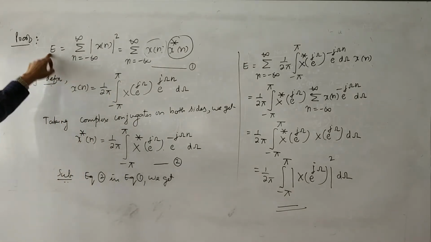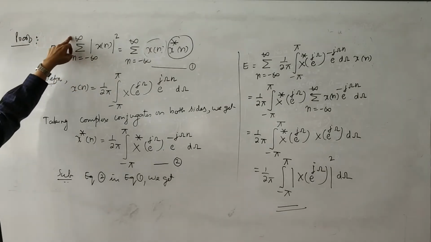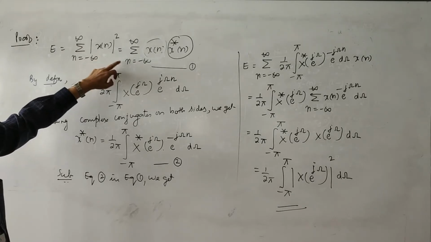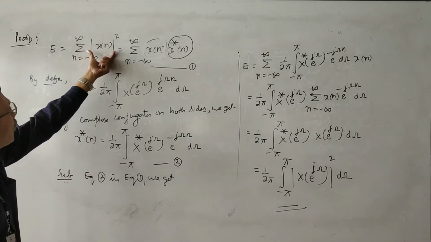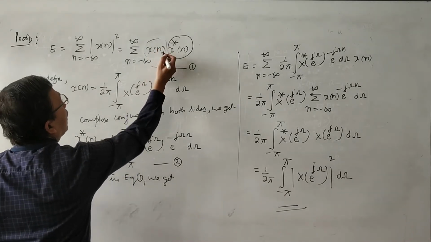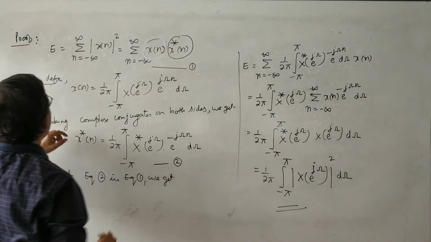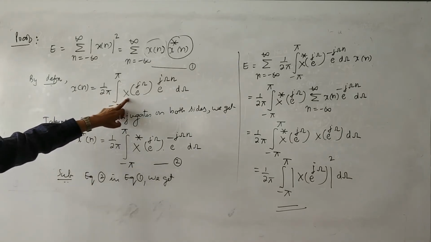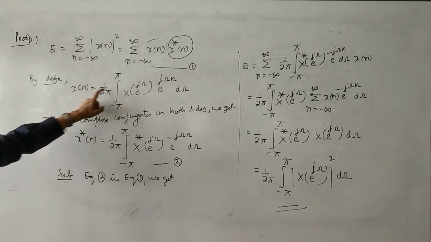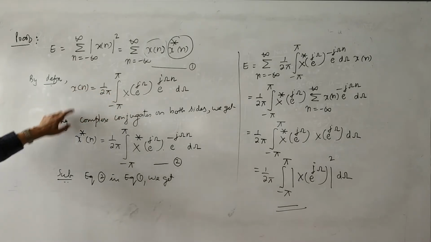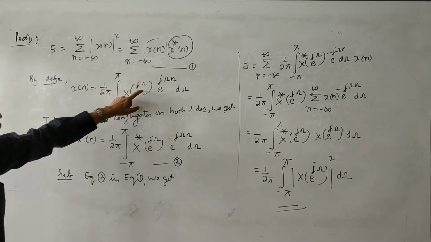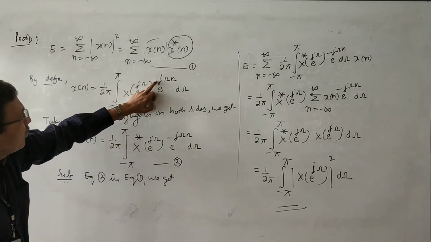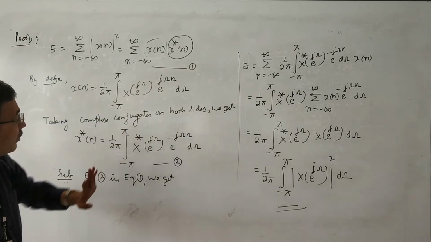E is equal to summation n equals minus infinity to plus infinity modulus of x of n whole square. This is nothing but modulus of x of n whole square. I'll write it as x of n into x conjugate of n. This is the defining equation for finding inverse DTFT of x of e power j omega. We take complex conjugates on both sides. X of n becomes x conjugate of n. X of e power j omega becomes x conjugate of e power j omega. In this exponential, plus j becomes minus j.